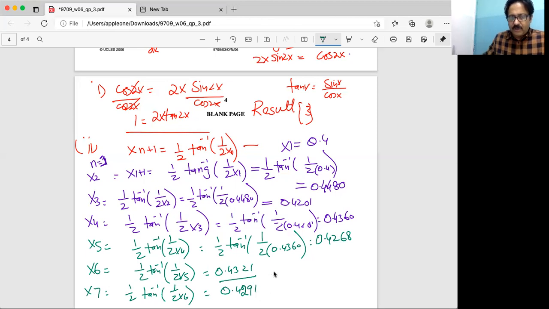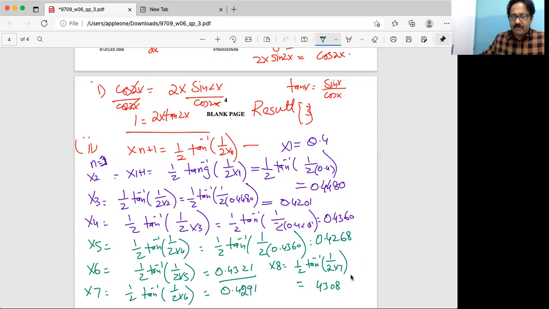So let me do one more. x8 is 1 over 2 tan inverse of 1 over 2 x7. So this gives me, I will just replace that with 0.4291. Then I got 0.4308. Yeah.